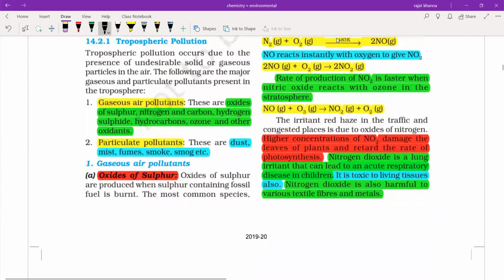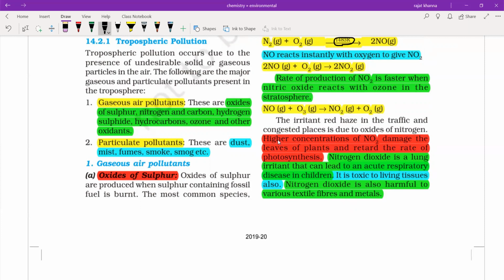N2 plus O2 at 1483 Kelvin will form NO. NO reacts instantly with oxygen to give NO2. The rate of production of NO2 is faster when nitric oxide reacts with ozone in the stratosphere. NO plus O3 gives NO2 plus O2.